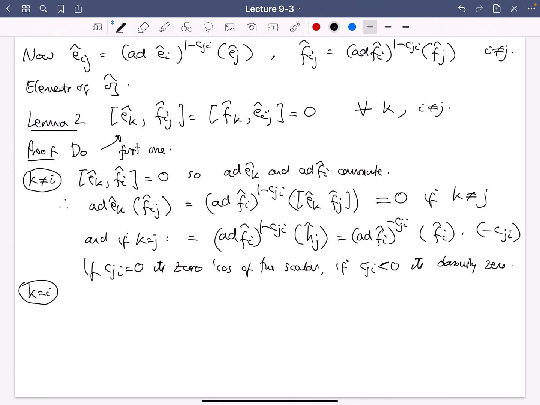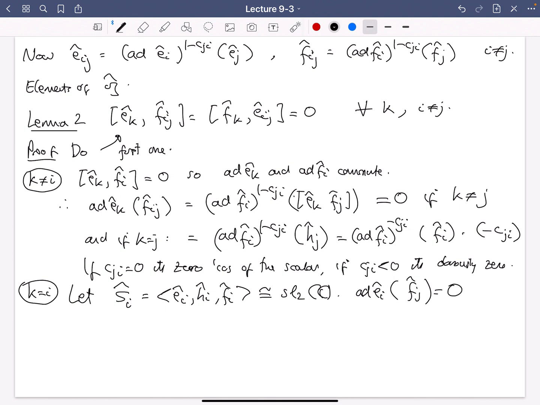So here now, this is an argument you should be kind of familiar with by now. So we're going to look at this SL2, Si, maybe I call it Si hat. So this is the SL2 spanned by Ei hat, Hi hat, and Fi hat, which we've shown is isomorphic to SL2 of C. And let me see, if you take Fj hat and you apply ad Ei hat to it, it's 0 because i doesn't equal j. So this shows that this Fj hat is a highest weight vector for this SL2, Si hat, and its weight, so that's how Hi hat acts, is lambda, that's just minus Cji.